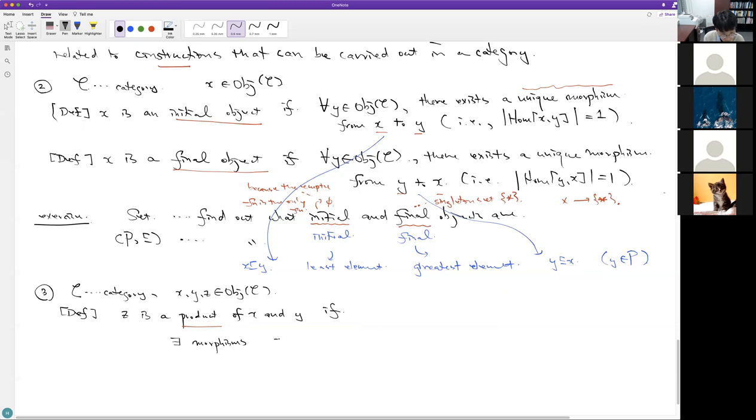So one is called pi zero that goes from Z to X. They are like projections in the Cartesian product. And the other is called pi one, Z to Y, such that it satisfies the following property.